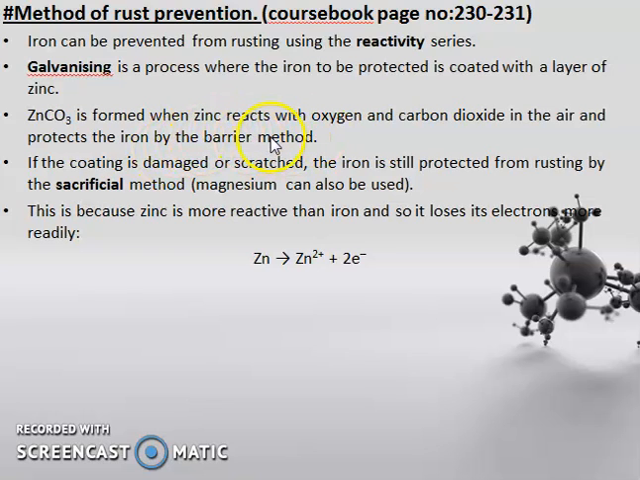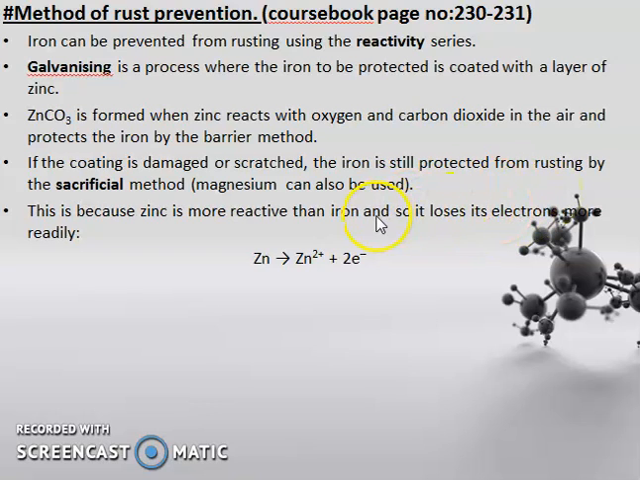Got this students? Now see, zinc carbonate is formed when zinc reacts with oxygen and carbon dioxide in the air. So when zinc comes in the air, it reacts with oxygen and carbon dioxide and it protects the iron from rusting. If the coating is damaged or scratched, the iron is still protected from rusting by the sacrificial method, that is magnesium. So magnesium is also used, which can prevent rusting. This is because zinc is more reactive than iron, and so it loses its electrons.